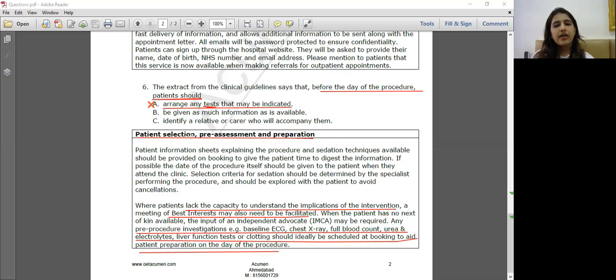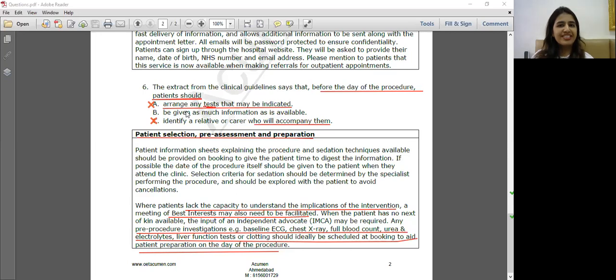It says that where patients lack the capacity to understand the implications. So if the patient himself is not able to understand, then you will have to find out someone, a next of kin. If next of kin is not available, then you may identify an independent advocate. But why? For explaining the implications, not to accompany them. Okay, so that's also wrong. B is the correct answer.